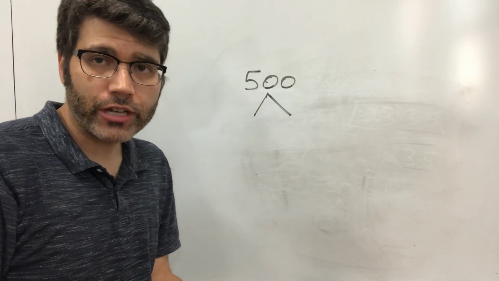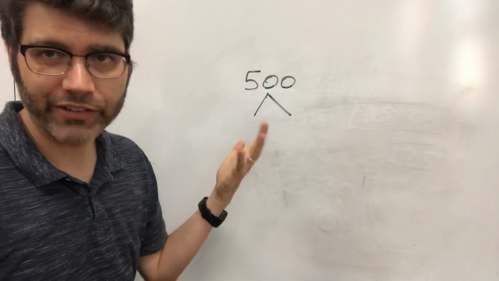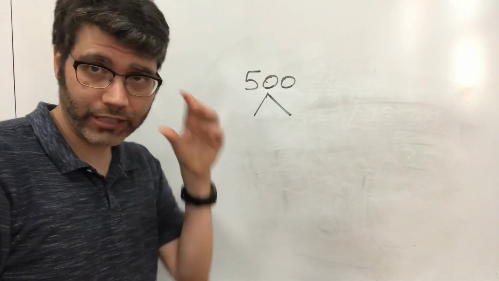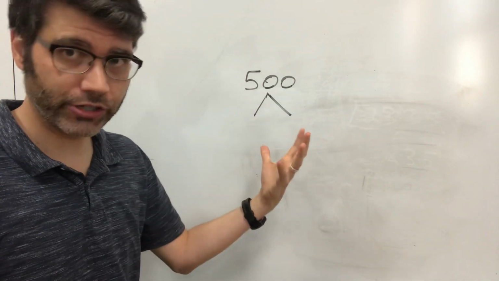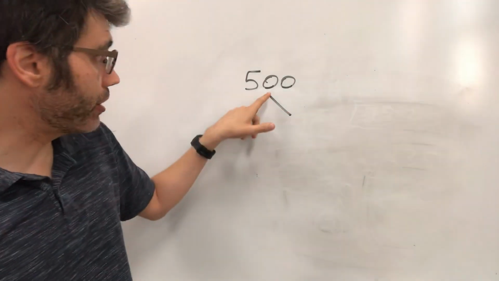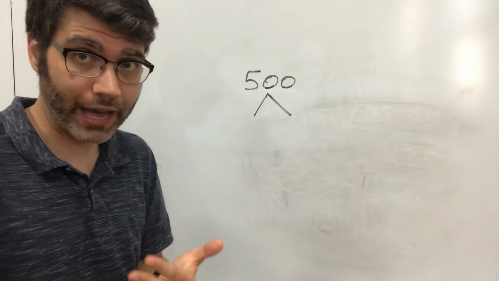So I'd like to continue talking about prime factorization, particularly how to break down larger numbers like 500. There are some tips and tricks I can talk about that will aid in the process of breaking these large numbers down. So do you notice that 500 ends in 2 zeros? That means that 500 is divisible by 100.